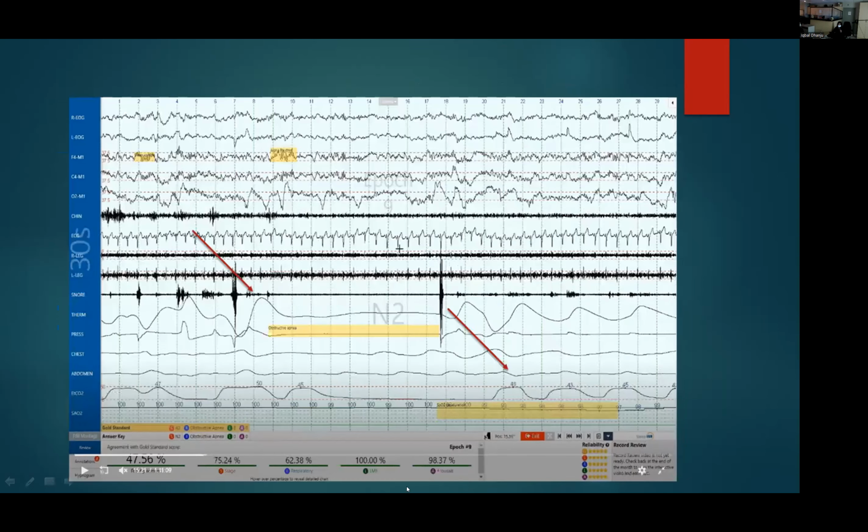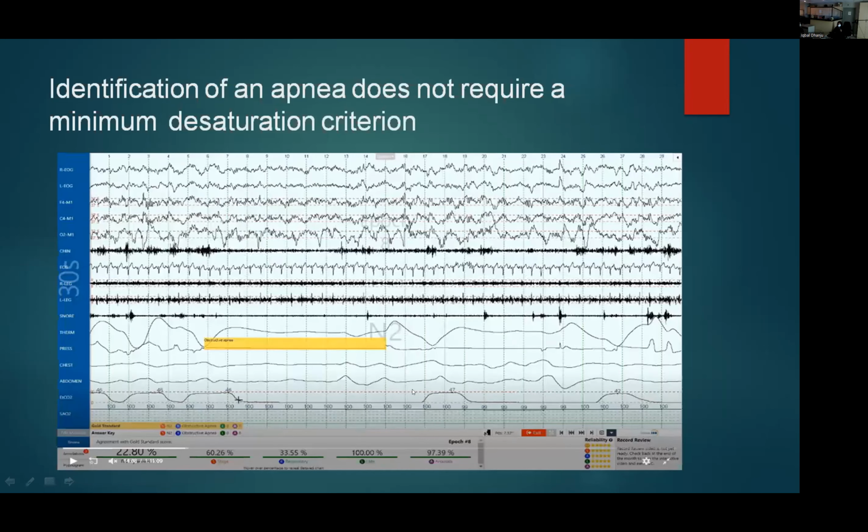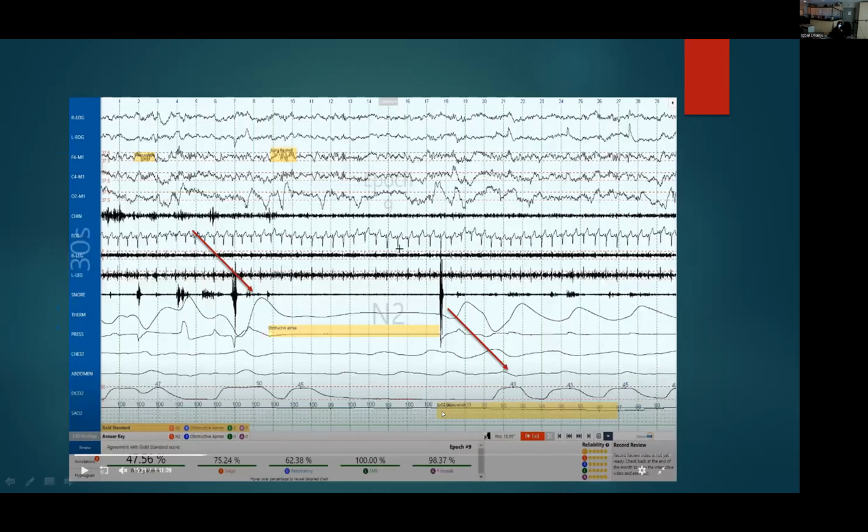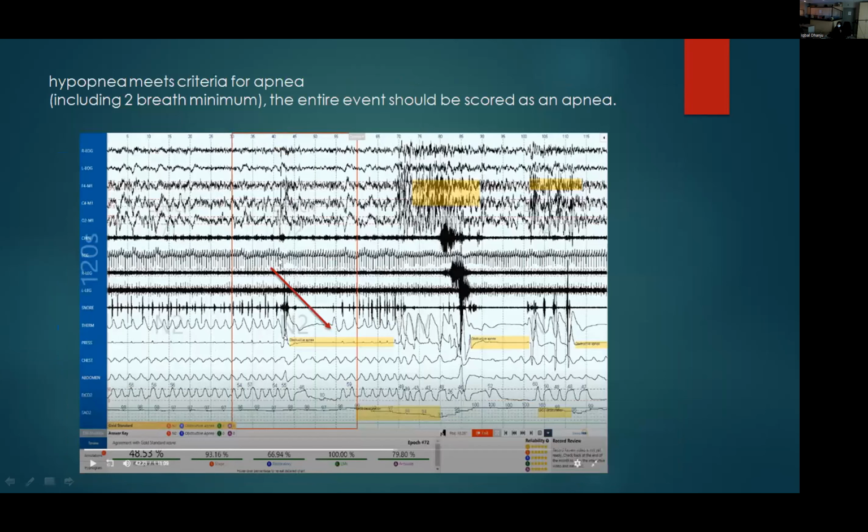So here, in the first slide, you can see you don't need a desaturation to score an apnea. Here is the same thing, but you have the desaturation, which we don't need to score obstructive apnea, but you can get desaturation during obstructive apnea as well. Here is one example where this part meets the criteria for the apnea, but here there are some ventilations in the thermal channel, so it's hypopnea, but we have to score the entire event as an apnea.